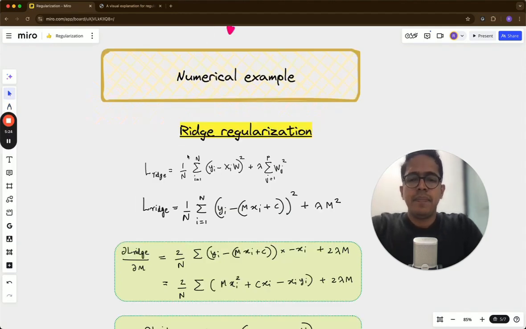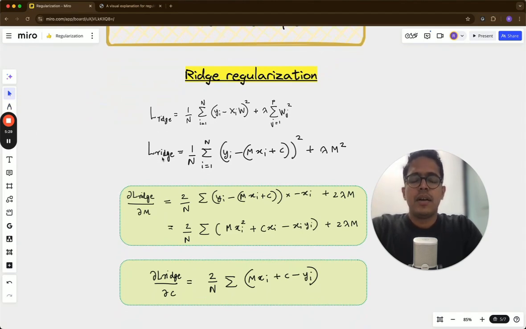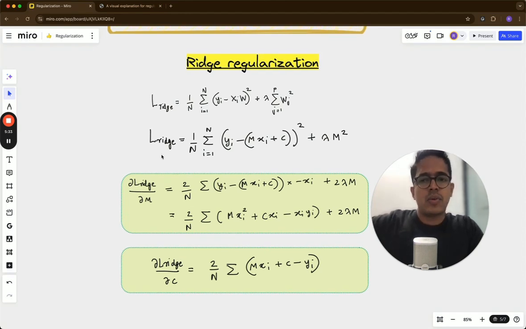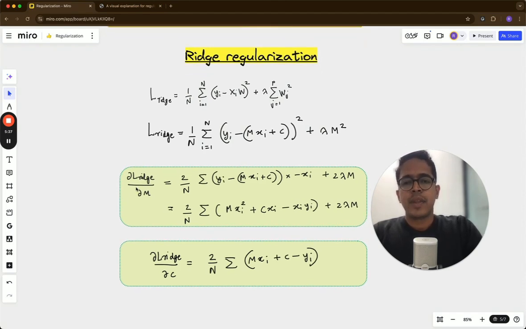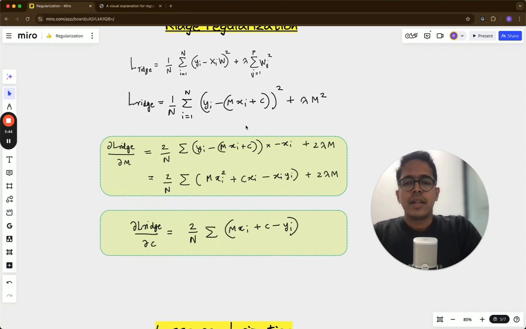So firstly, I'm showing this gradient to you because in the numerical example where I implemented the ridge regularization and lasso from scratch, I had to know the gradient term. So this is the L ridge, and when you do the dou by dou m of this L ridge, this term is straightforward. Dou by dou m of this term is straightforward.